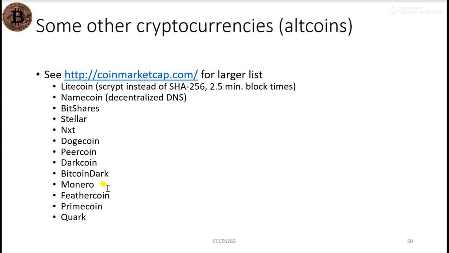Okay, Bitcoin is not the only cryptocurrency that is available or being used in the world. There are many other cryptocurrencies also available. Here we give a list of the cryptocurrencies that are currently being used in the world.